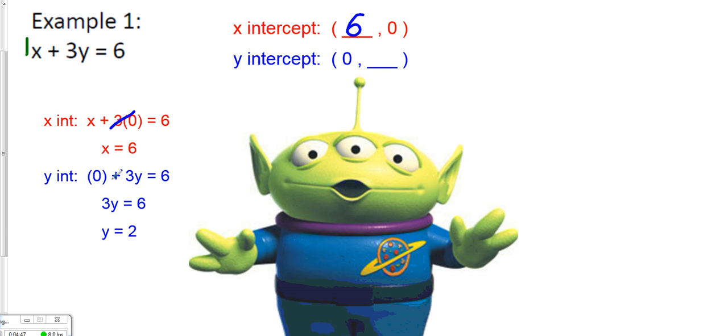Our y-intercept, we're just taking that 0, plugging it in for x. So 0 plus 3y equals 6, which means 3y equals 6. To get y alone, you would be dividing by 3 on both sides of the equation. Cancel out that 3, and we'd have y equals 2. So here are x and y intercepts. (6, 0) is our x-intercept, (0, 2) is our y-intercept.